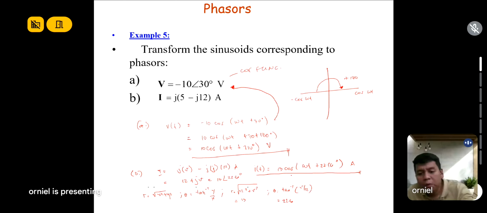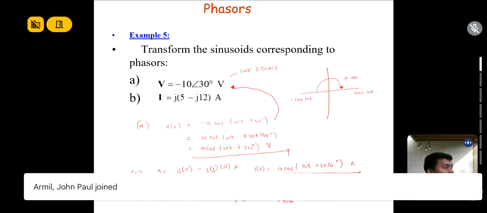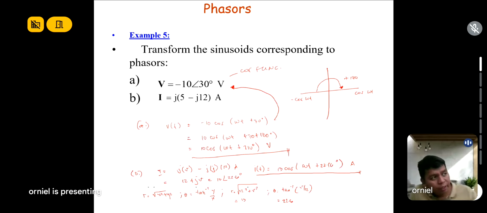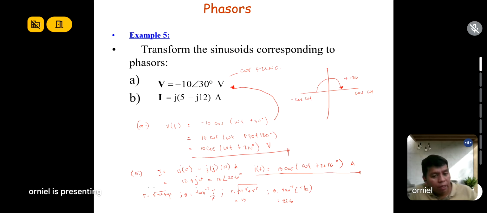Okay, did you get the answer? So, any questions? Is it clear to you, the conversion from phasor to time domain, and also from time domain to phasor? Clear?